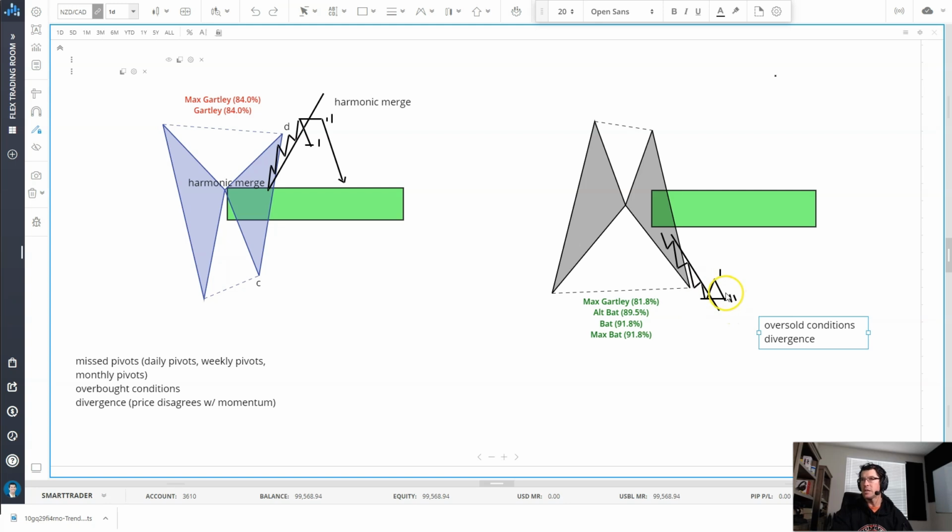Be flexible because we're looking for price to go our way and get back into this profit window. Get back to this harmonic merge. Get back into this profit window so we can start protecting our profits. Right now, I know this question is going to come up. What if price goes higher? What if price goes lower? What do we do then?